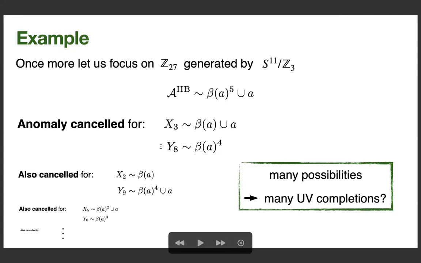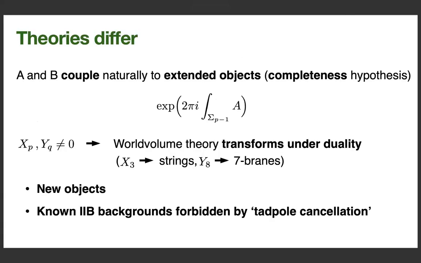So what does that mean? That means there are now many possibilities. In principle, you can conserve your duality in various different ways. So do we now find many UV completions of type 2B? Well, the theories still differ. Even though they don't have different local degrees of freedom, the completeness hypothesis actually tells you that once you include these fields, they should couple to some objects. These are now extended objects because they're higher form fields. In this generalized Wilson line fashion, if you want.